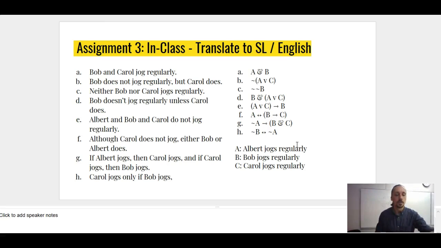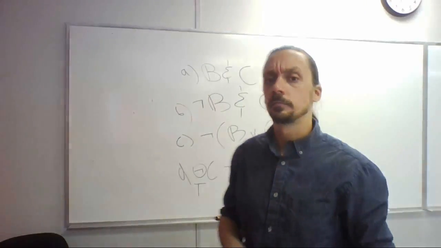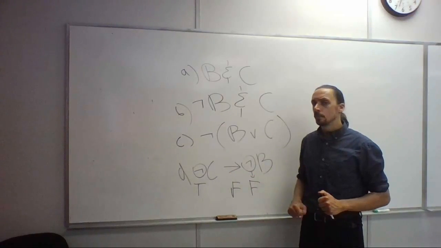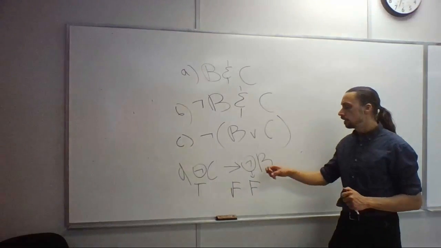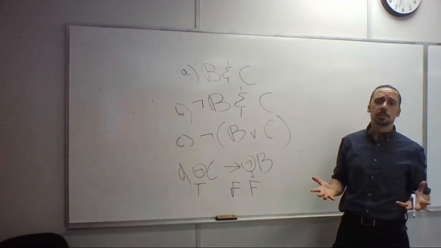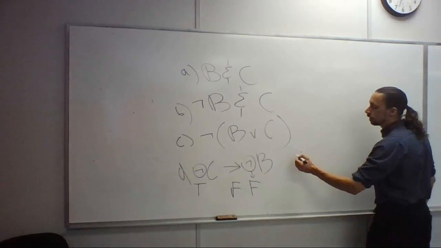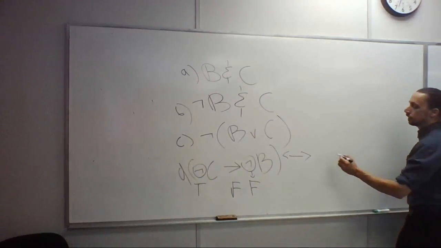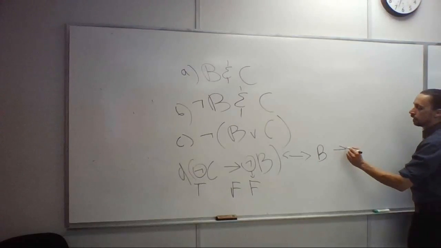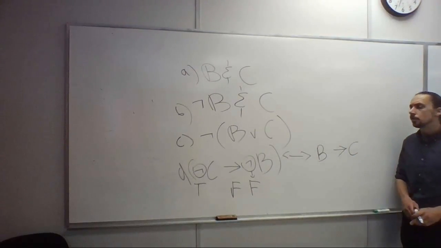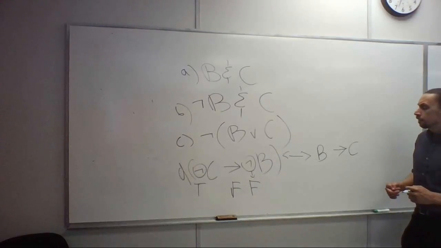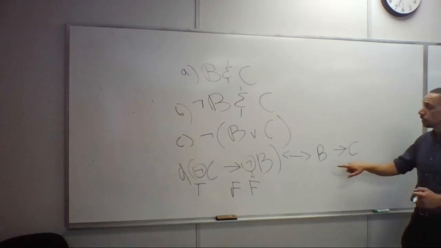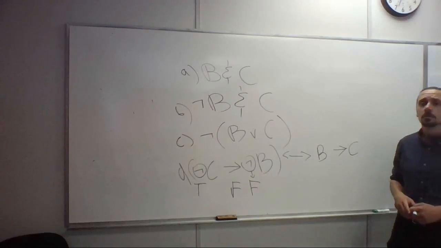Let me full screen the window here, just so we can see it better. Right? So, if not C, then not B. If it is not the case that Carol jogs, then it's not the case that Bob jogs. Now, there are different logical equivalencies that you can substitute here. For example, I'm going to use the if and only if statement. This is actually logically equivalent to a flipped version over here. If Bob jogs, then Carol jogs. Why is that logically equivalent? Well, if you think about it, it's expressing the same thing, because if I see Bob jogging, then I can expect to see Carol jogging, because Bob doesn't jog unless Carol jogs. So both of these are good answers.